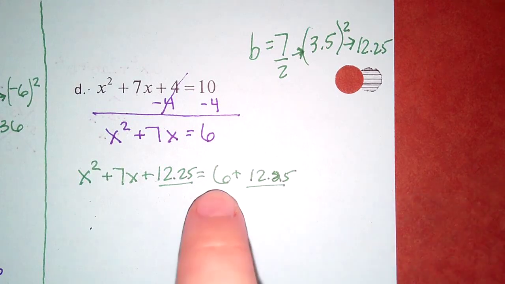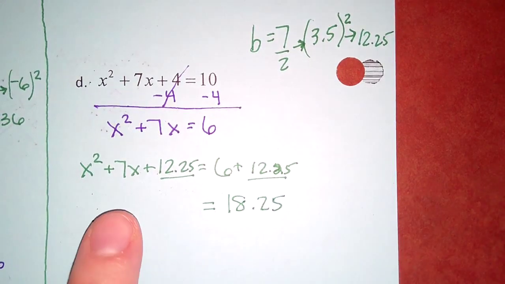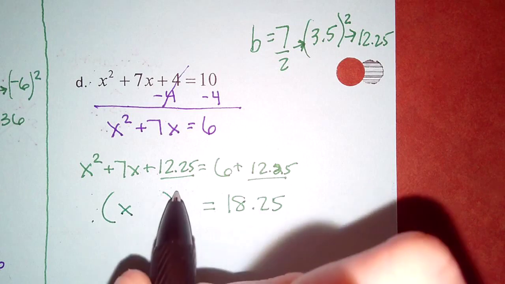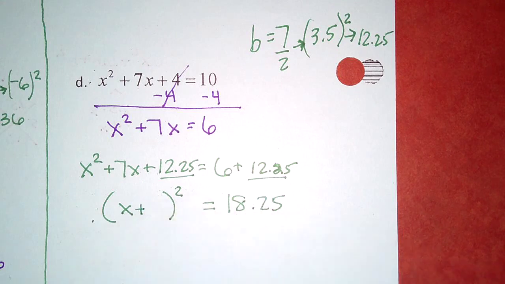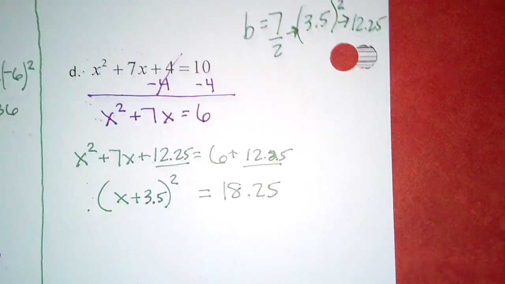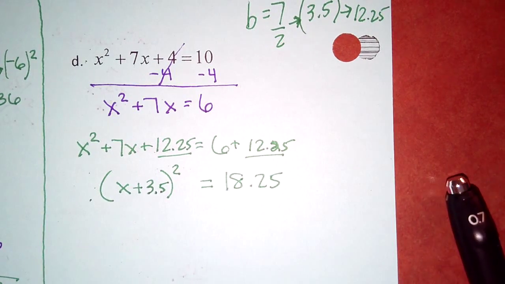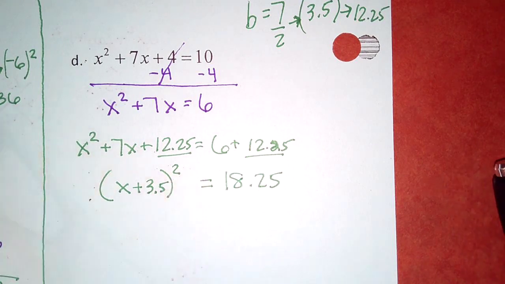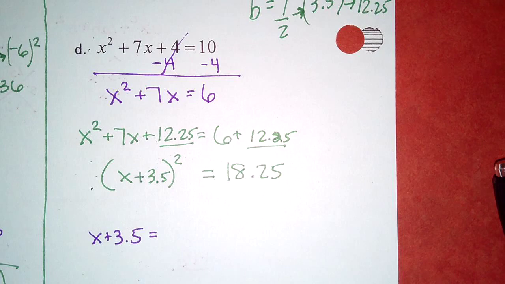So on the right side, 6 plus 12.25 is 18.25. On the left, I'll have x plus something, squared. I know it's going to be positive because my middle term is positive. I find that number by taking 7 divided by 2, 3.5. When I square root both sides to solve completely, the square root goes away, so I just get x plus 3.5 equals the square root of 18.25.